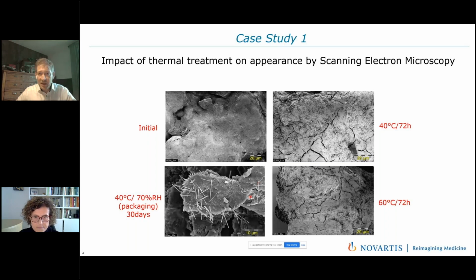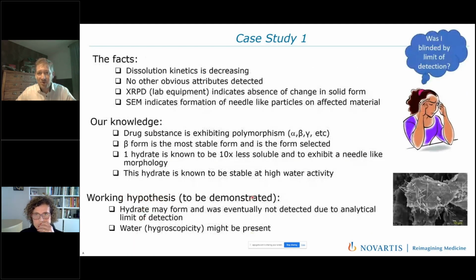We looked back at our X-ray powder diffraction data. We tried to increase the data acquisition time in order to find out what the problem was, without any success. As a matter of fact, we were wondering if we were just blinded because of the limit of detection of our analytical instrument. Putting all the information together, dissolution kinetics was affected. No other obvious attributes were affected, except for the appearance of these needle-like particles by means of scanning electron microscopy.